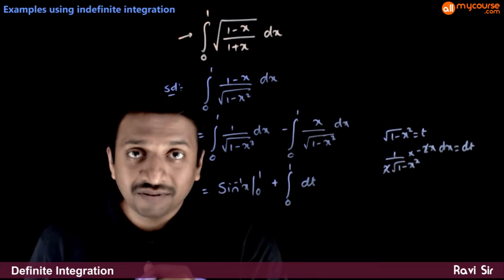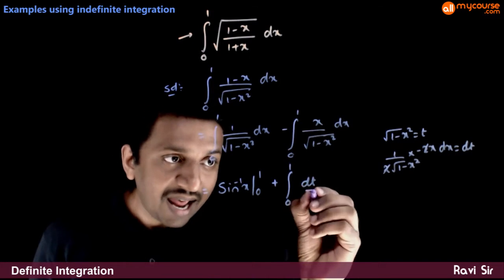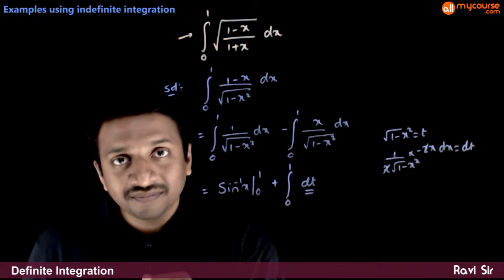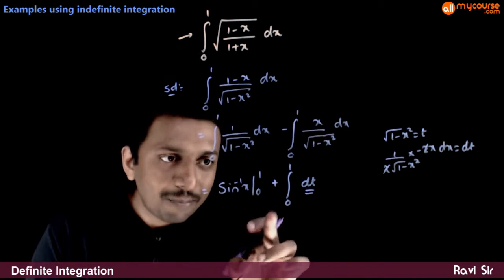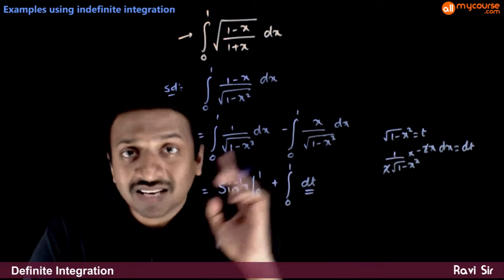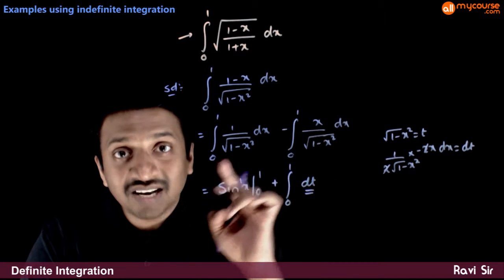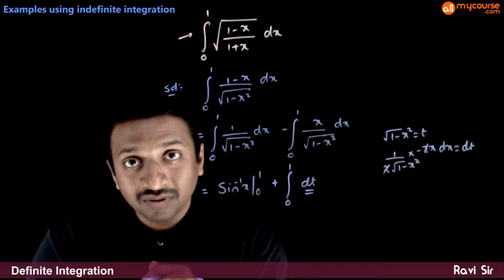And you have to be careful here. So I have done a small mistake. Here I have converted x in terms of t, but the limits that I am using are still the limits of x. So that is not a good thing to do.